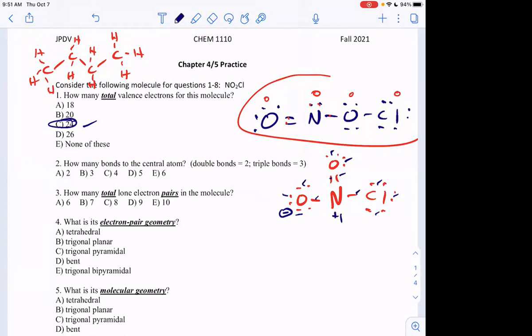This is the structure NO2Cl. Okay, it doesn't exist like this. That's all there is to it. So this is a learning exercise.